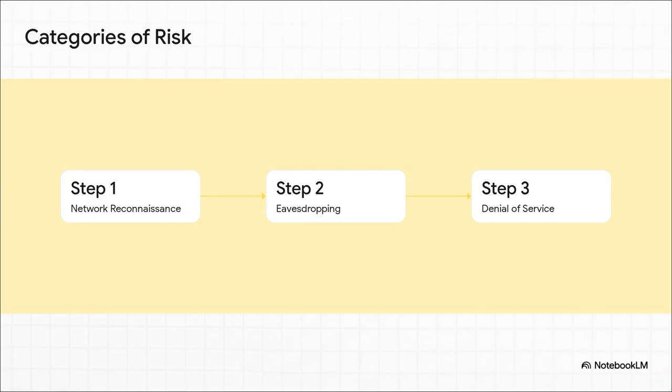Well, it really boils down to 3 main categories of trouble. First, you've got network reconnaissance. That's the bad guys doing their homework. Then there's eavesdropping, which is pretty much what it sounds like. And finally, you have denial of service attacks, which aren't about stealing, they're about pure disruption.